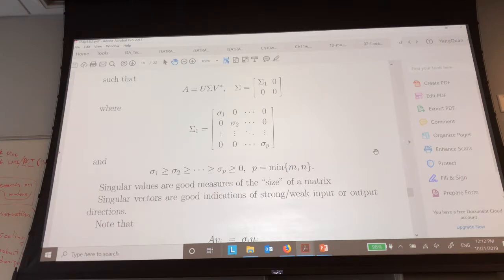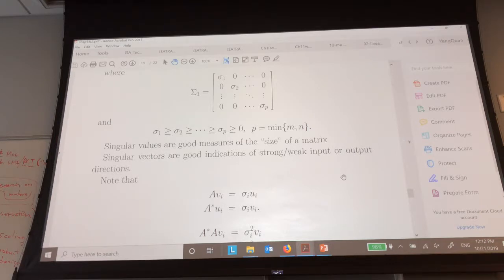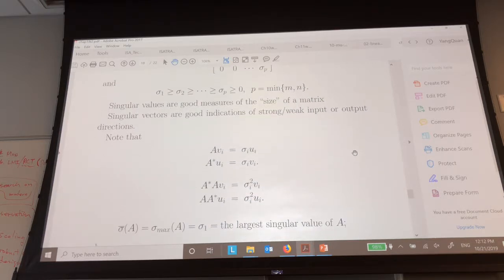And also we talk about in and out, because a matrix is a mapping from a vector to another vector, right? Then there's some coupling between the input and output directions. So singular values are good indications of strong or weak input or output directions. Sometimes we call this the principal contributor of a given output. Then you have many inputs, so who is influencing the most? That's using singular value decomposition. In machine learning or in many data processing tasks, people use PCA, principal component analysis. PCA is simply based on the SVD concept.